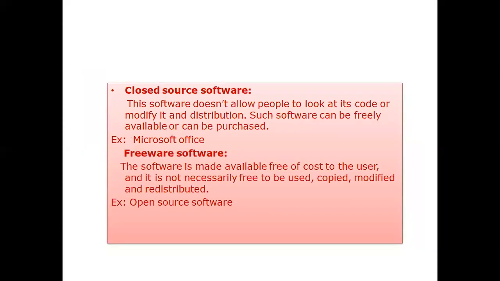Next, closed source software. This software does not allow people to modify anything in this particular software. Sometimes it is freely available, or sometimes we can even purchase. For example, Microsoft Office. Next one, freeware software. This particular software is made available sometimes for free of cost, but it is not necessary that every time it should be available free of cost only. Sometimes we should even be able to purchase also.